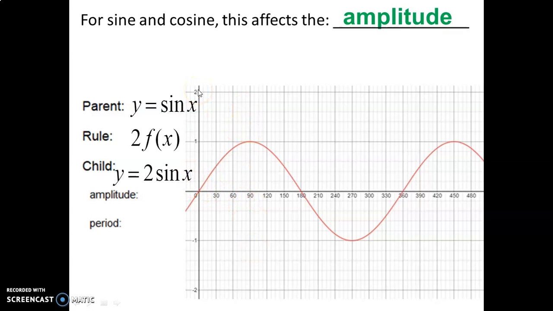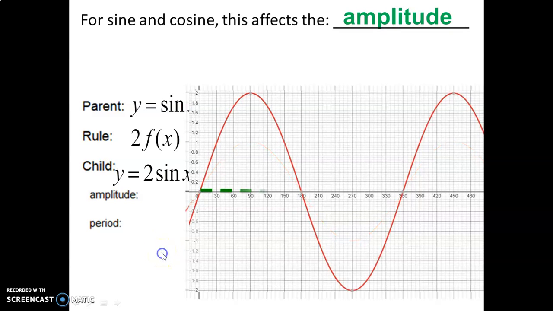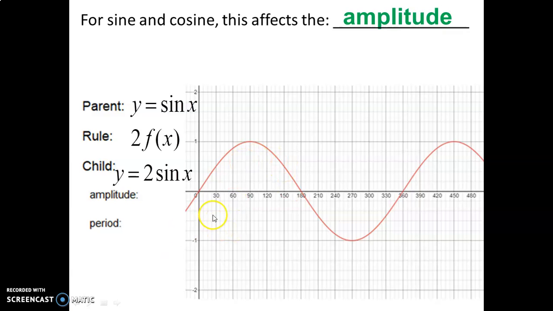So this is an important note here. When we do a dilation of this type on sine and cosine graphs, this affects the amplitude, right? Because this graph will be stretched up and down. So what is the new amplitude? What is the new period? Well, here's the resulting graph. Let's take a look. Here's the original.